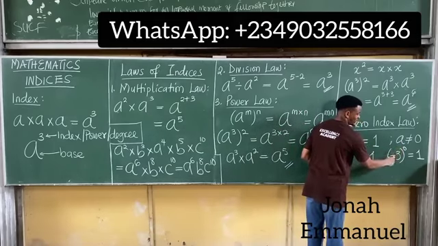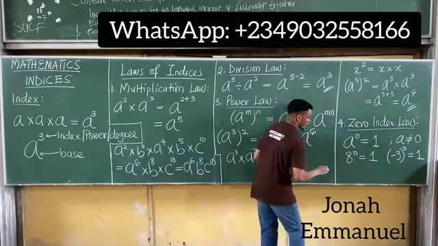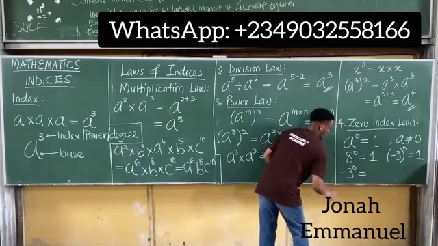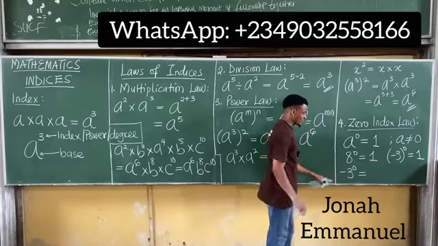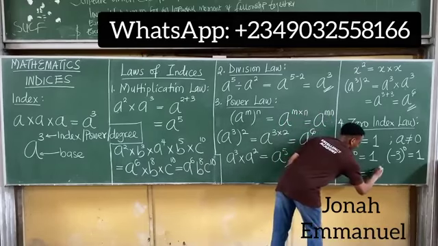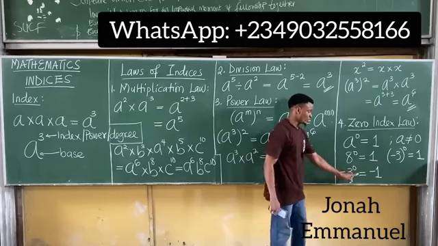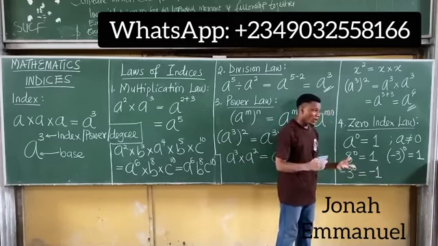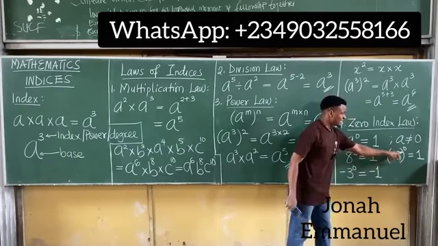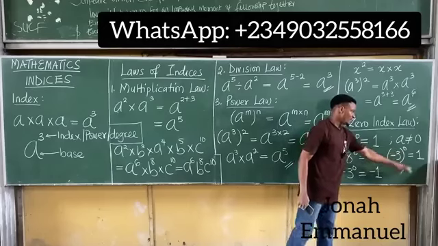The 0 affects both the minus and the 3, and that gives you 1. So I'm saying this. What if I had minus 3 to power 0? This will be equal to minus 3 to power 0, which gives you 1. So I'm saying minus 3 to power 0 is equal to minus 1, but minus 3 all raised to power 0, such that the 0 is affecting everything there, including the minus, I'll have a positive 1.